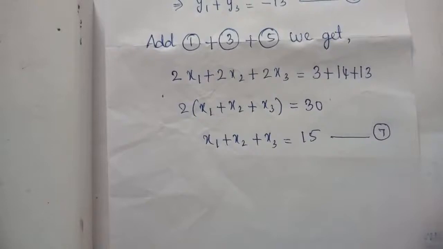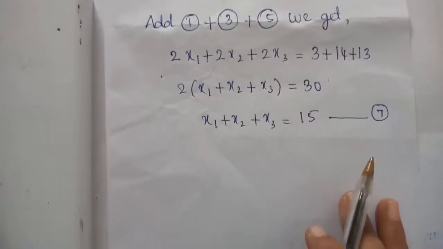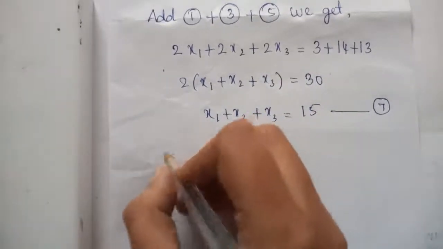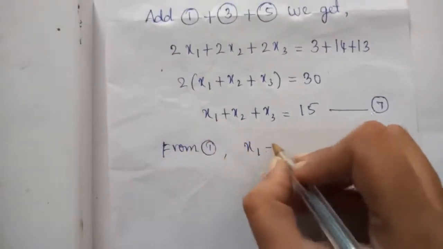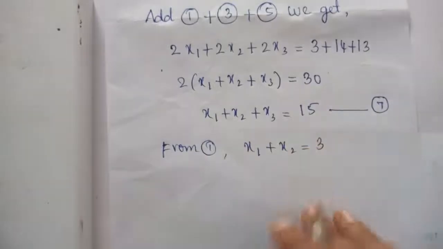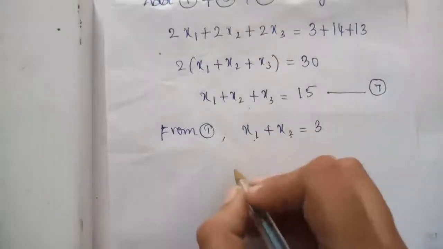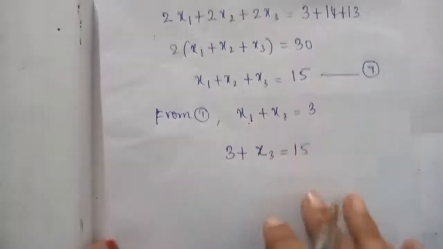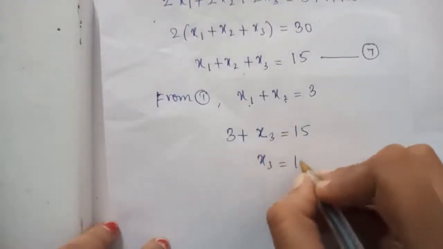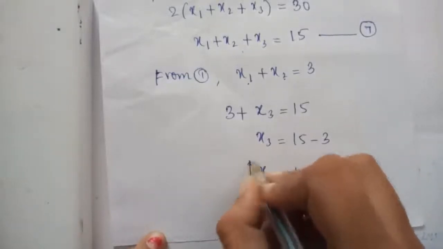Now the next step is you have to substitute equation 1, 3 and 5 in equation 7. You get the values of x1, x2 and x3. So from 1, the equation is x1 plus x2 is equal to 3. So substitute x1 plus x2 value in this equation. You get 3 plus x3 is equal to 15. That is x3 is equal to 15 minus 3. The value of x3 is equal to 12.